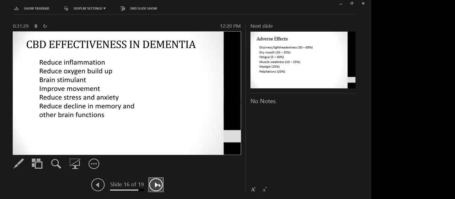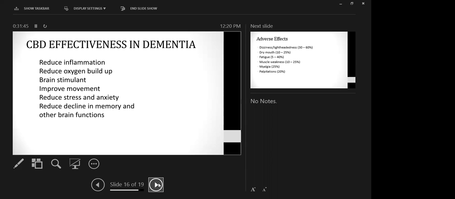So this is some of the things that they're looking at. It potentially can reduce inflammation, reduce oxygen buildup. It can be a brain stimulant, improve movement, reduce stress and anxiety, and reduce decline in memory and other brain functions.